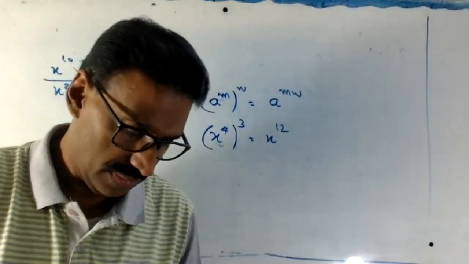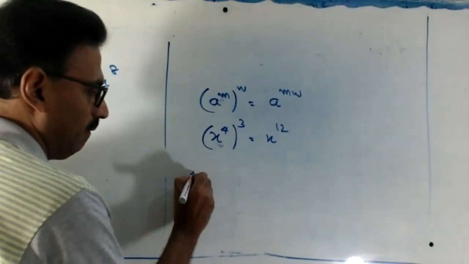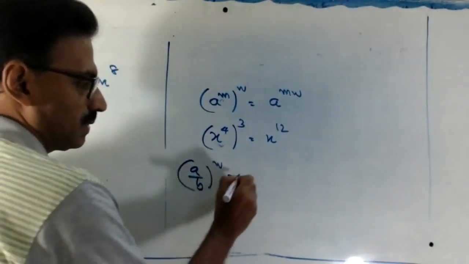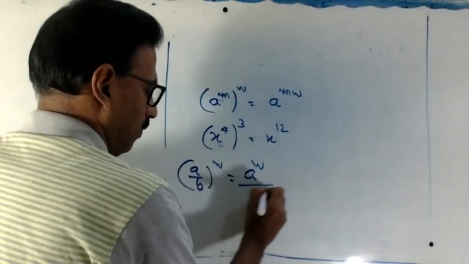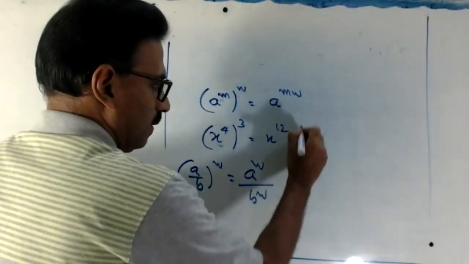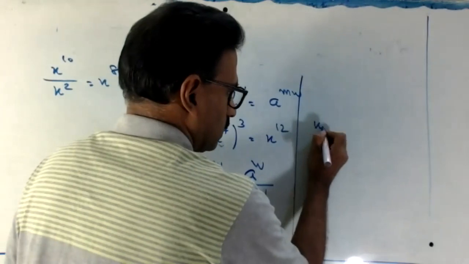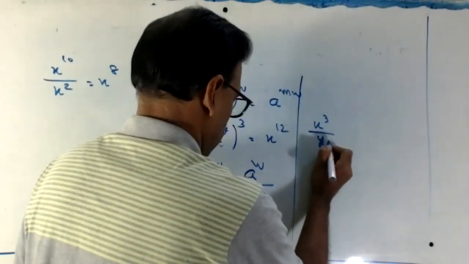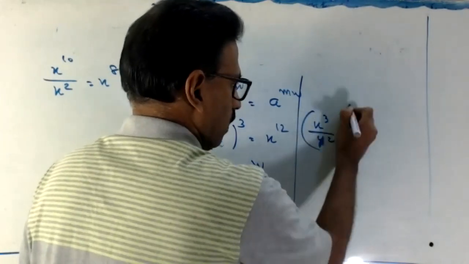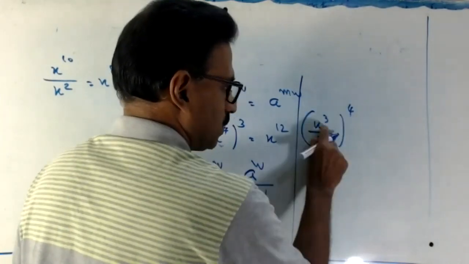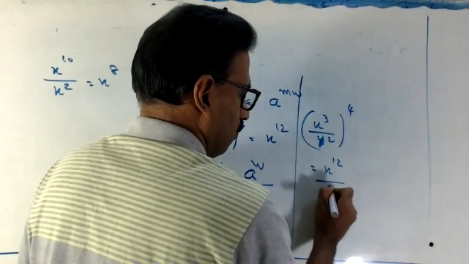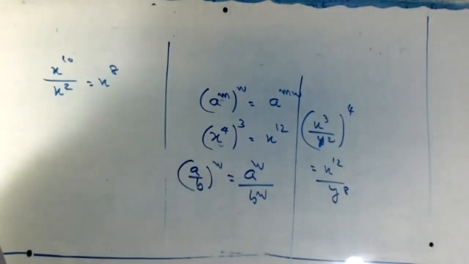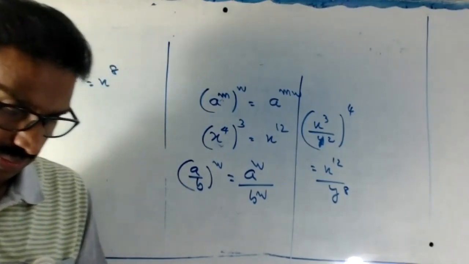Then next one, a by b raised to n, that is a raised to n divided by b raised to n. Example, x cube by y square all raised to 4. That means x raised to 3 into 4, 12, y raised to 2 into 4, 8. Okay.